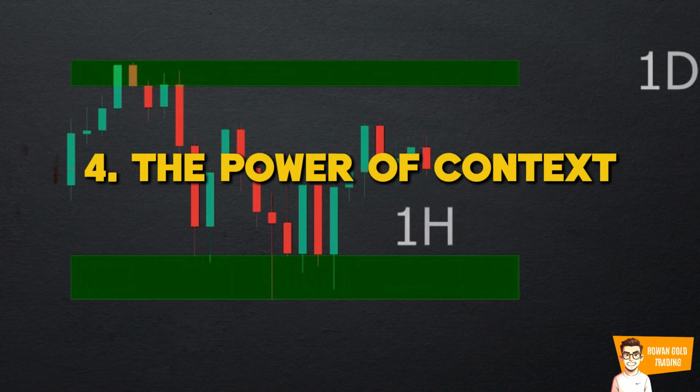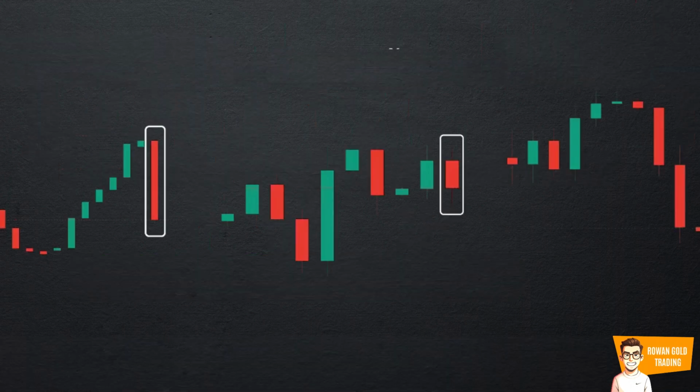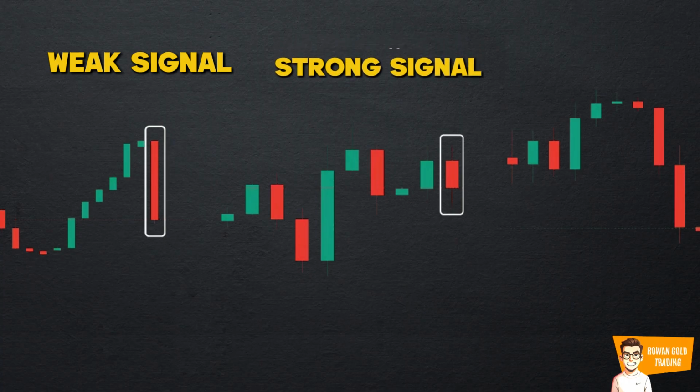But here's the secret, the thing that separates traders who get this from those who don't. A story's meaning depends entirely on where you tell it. And this brings us to the most crucial concept of all. It all comes down to one single word: context.